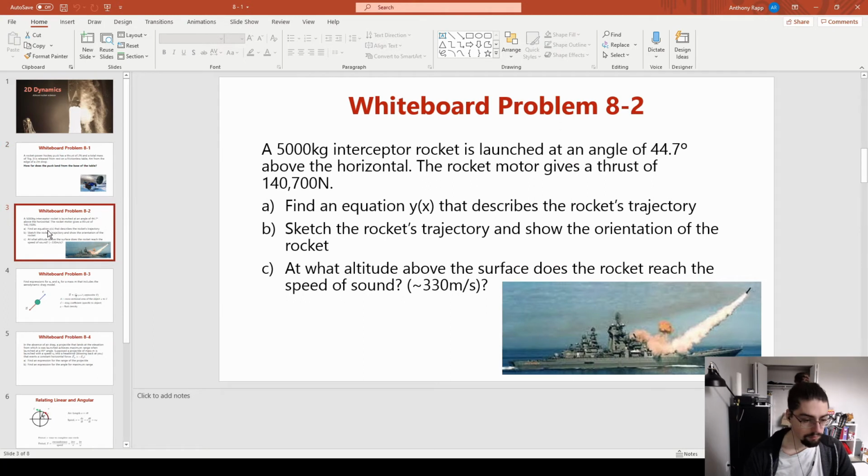So, here's a fun one. 5,000 kilogram interceptor rocket is launched at an angle of 44.7 degrees above the horizontal. The rocket motor gives a thrust of 140,700 newtons. Find an expression for the trajectory. This is not something that we have done in quite some time at this point, but we're essentially saying, okay, what we're trying to do here is we need to find some way that we can describe where it's going to be in y if only we had the x position.